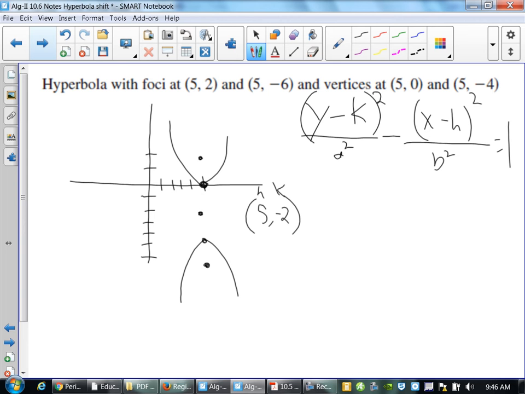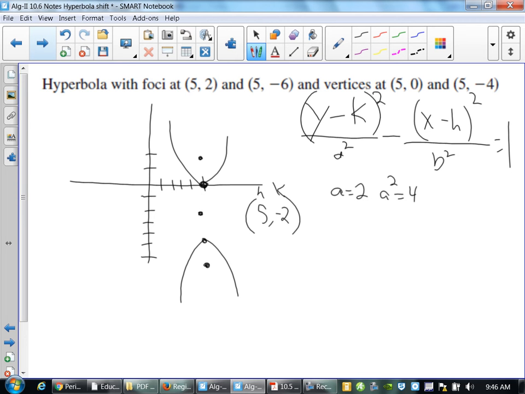So now, how far away is negative 2 to 0? 2. So what's your value of a? 2. So what's a squared? 4. Okay. So I know that a is 2, so therefore a squared is 4. All we're doing when we get a value is the distance from center to vertex. Well, center to the vertex is 2 spots.